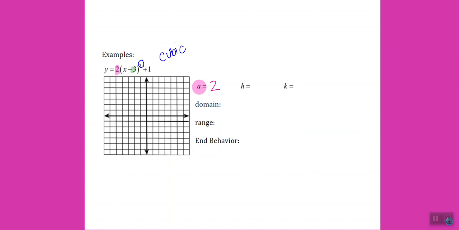H is inside with x. Remember, it's always the opposite of what it looks like, so it'll be 3. And K is whatever's on the end. It stays the same. So our K value is 1. We're going to start at the coordinate (H, K). So we're going to start at (3, 1).